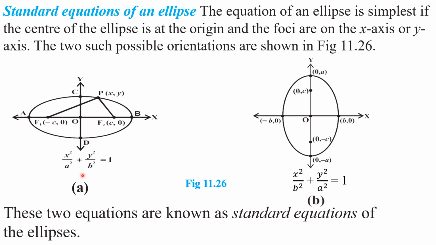If x square by a square plus y square by b square is equal to 1 is given, immediately this figure should come into your mind. If x square by b square plus y square by a square is equal to 1 is given in the question, immediately this figure should be in your mind. Understood this point? In the previous slide, we discussed the two types of standard equations of the ellipses.